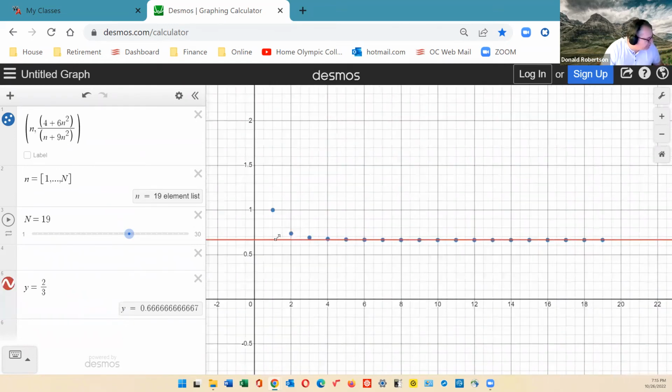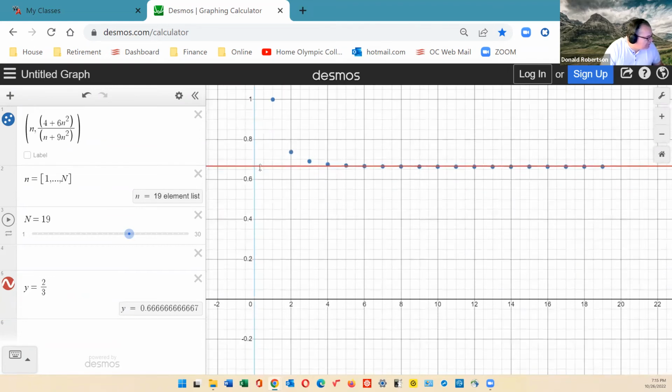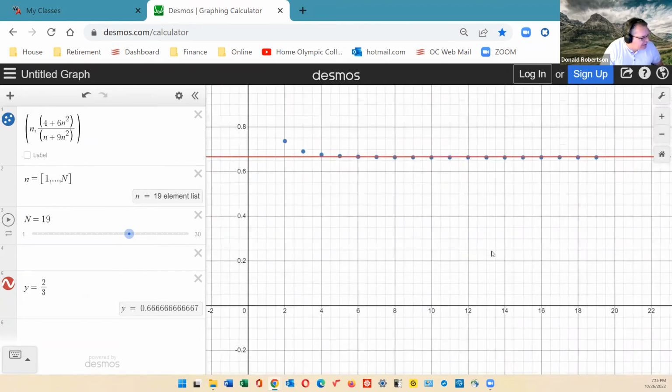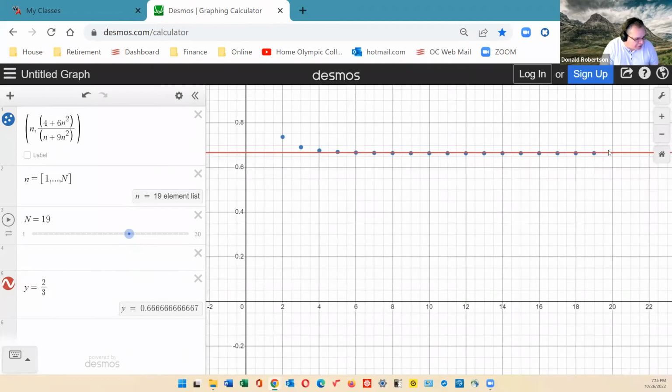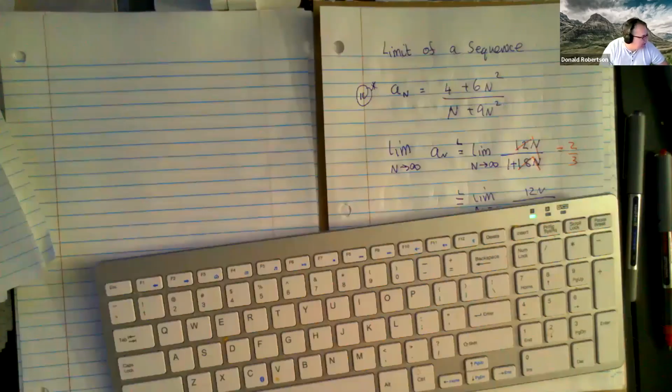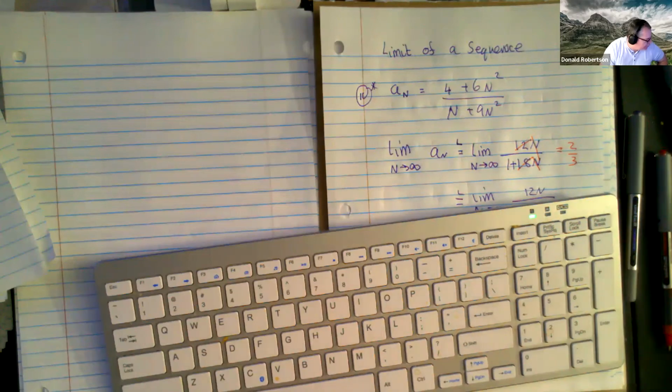Maybe I could shrink this a touch. I want to try and convince you. Would you agree that it doesn't actually take too many numbers before you can see the thing almost on top of it? Definitely levels off to 2/3, right? And so you can use Desmos essentially as a check. So let's return back to here and I'll pick another one and we'll do the same process.